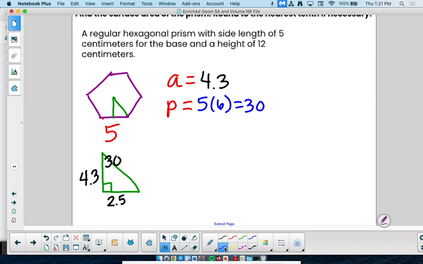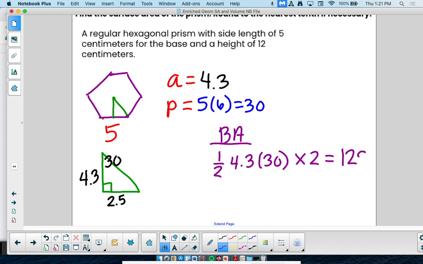So now our base area, half our apothem times our perimeter. How many bases do we have though? So we're going to multiply it by 2. You guys let me know what we get for that. 128. 129. Right? Is that okay? I don't know. Should I type it out? Do we trust Julia? Yeah, it's 129. Okay.